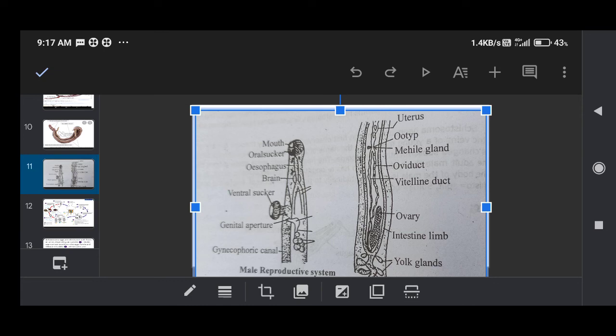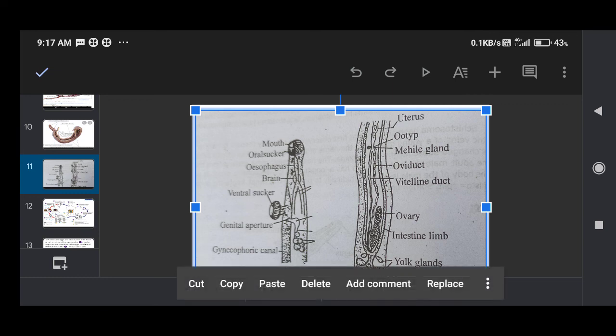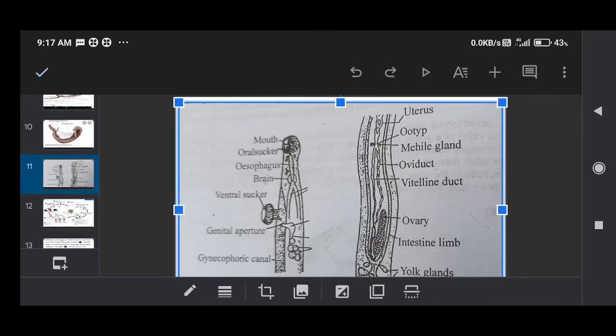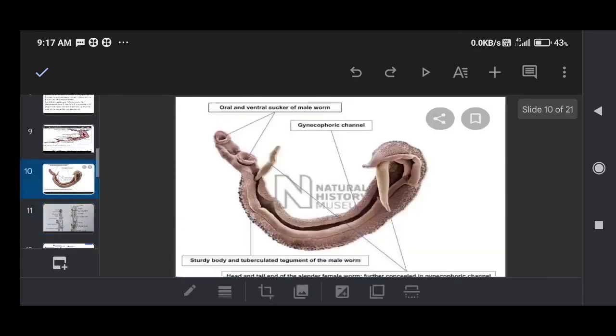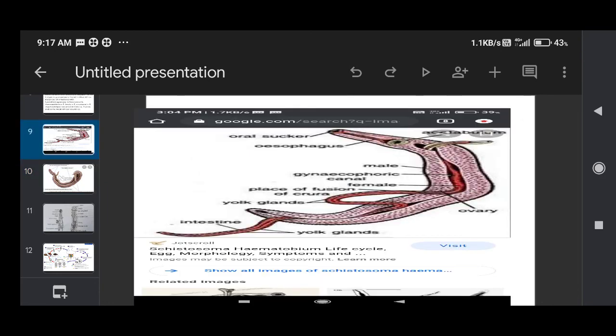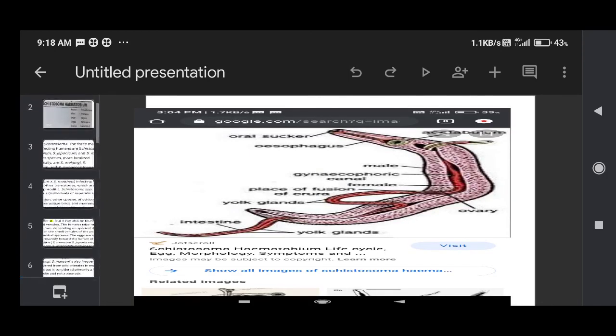And the male and female reproductive systems: the male reproductive system has 4 to 7 testes, and the female reproductive system has only one ovary. In the female reproductive system, Mehlis' glands and yolk glands are present. Yolk glands produce the yolk and yolk cells, and Mehlis' glands are useful to transport the eggs into the uterus. So this is the real worm structure. This is the structure of Schistosoma haematobium.